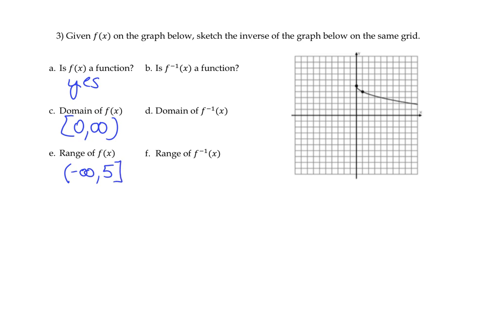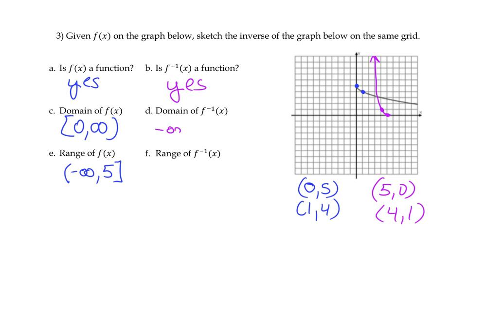Now when I go write these ordered pairs, this point up on the y-axis is at 0, 5. And this point down below is at 1, 4. So now to do the inverse, this is going to be at 5, 0, and at 4, 1. And now the domain, when I look at this, yes, it's a function because it passes the vertical line test. The domain of this is going to be negative infinity to 5.